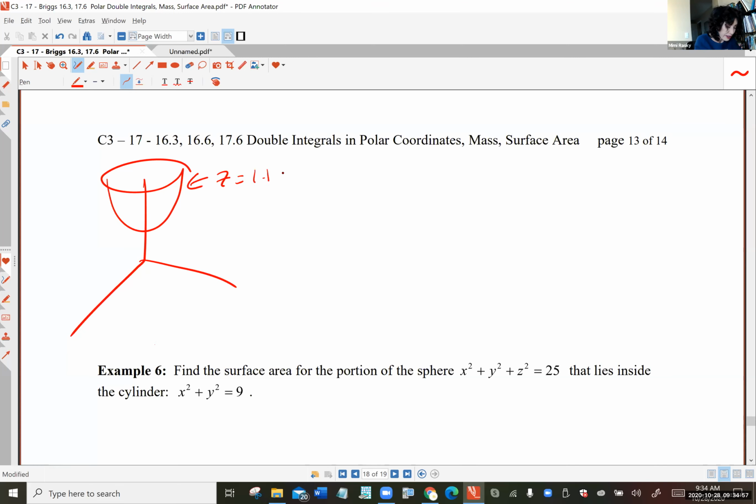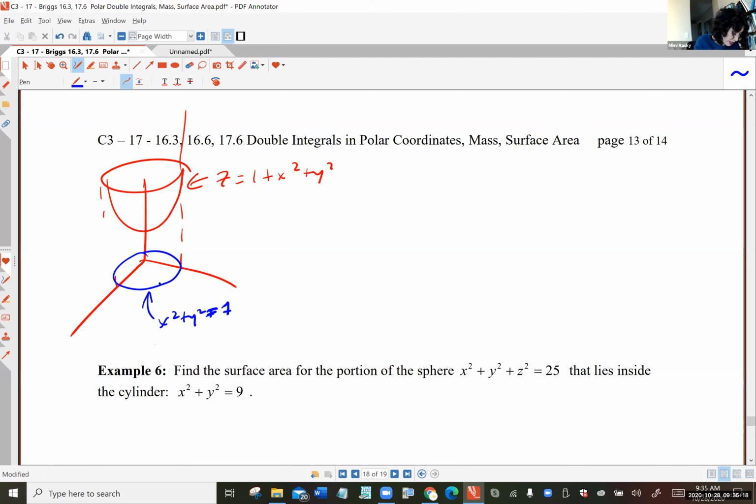You're going to find its surface area, but remember, that's an infinite surface. You're not going to find the entire surface area. You're only going to find the portion of the surface that exactly hovers over this region in the xy plane bounded by x squared plus y squared equals 1.